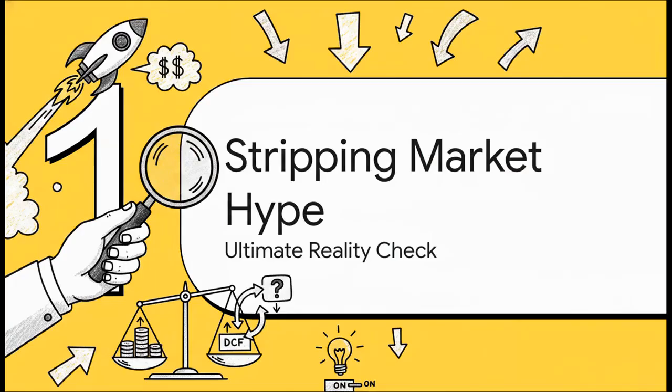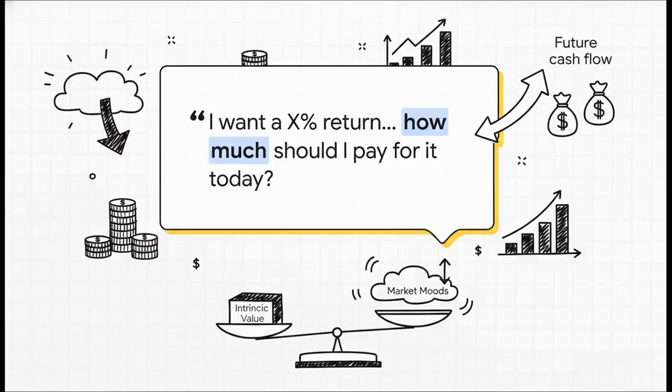Section 1, stripping away market hype, the ultimate reality check. Let's start with the bottom line. Why do we even bother with the DCF when just looking at competitor comps seems so much easier? If you just rely on relative valuation, meaning you price your company strictly based on what your competitors are doing, you're basically at the mercy of market moods. If the market is completely overvaluing your sector, your valuation gets artificially inflated too.